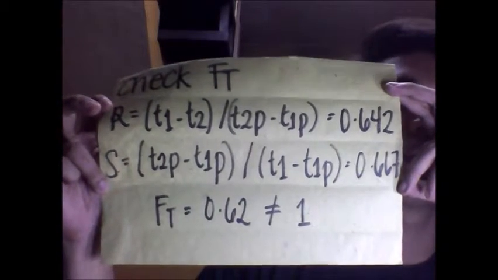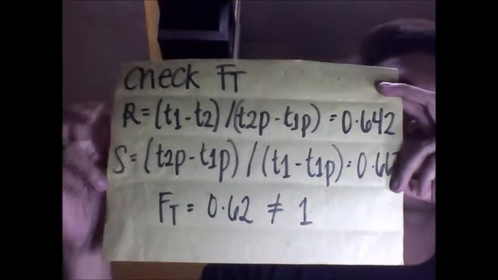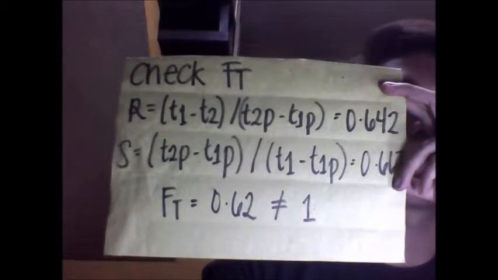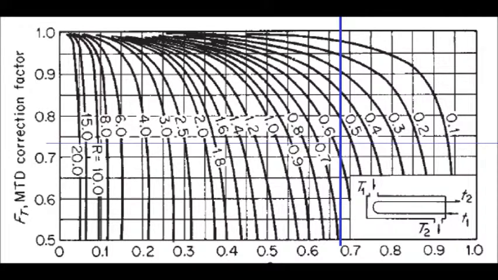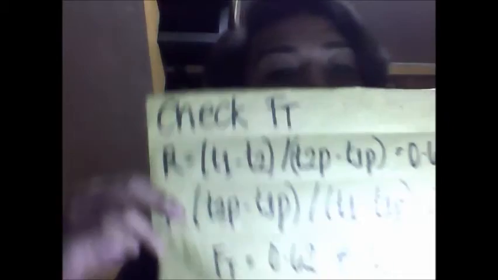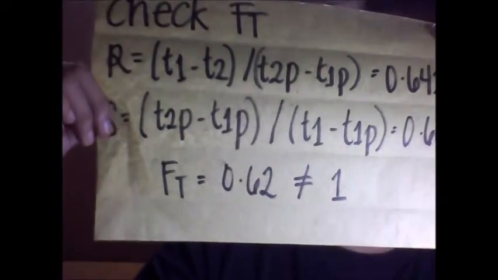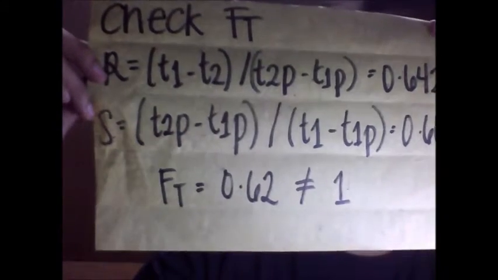And by using the graph to find Ft, we will use this kind of graph. So the value of Ft that I get from the graph is 0.62, which is not near enough to the assumed value of Ft, which is equal to 1. So we have to iterate again, and we can use 0.62 for our next iteration.